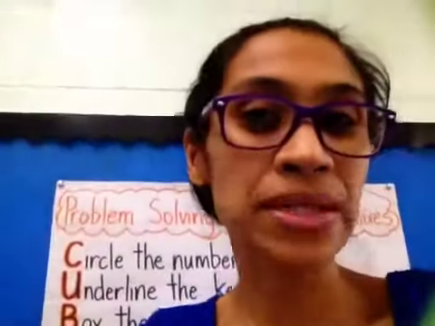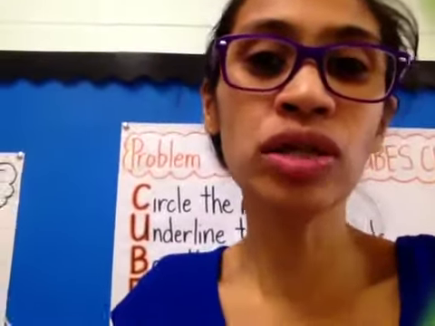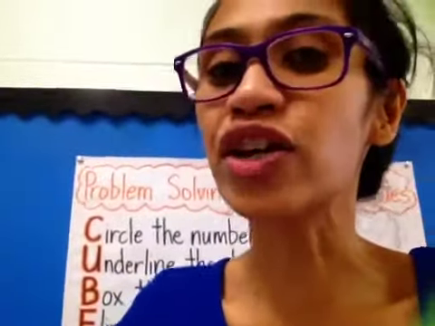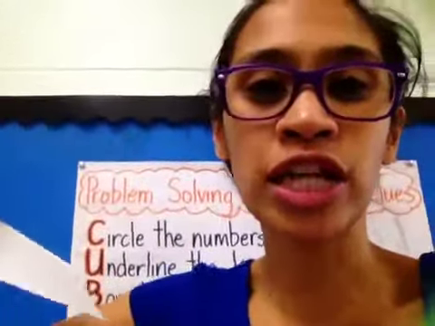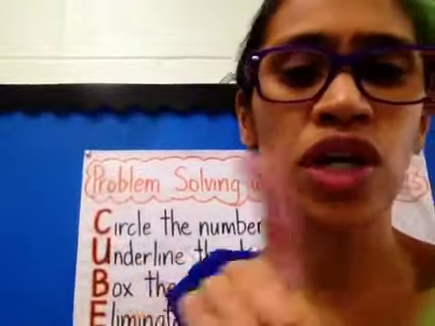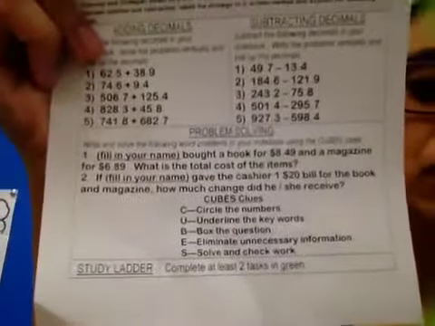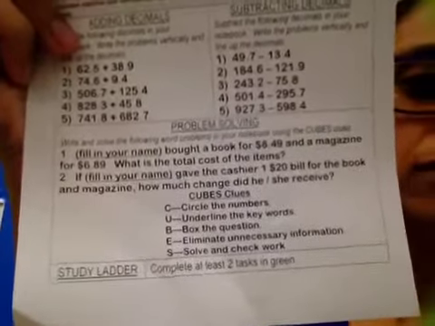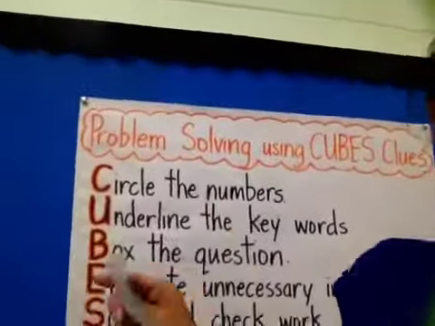And how can you check your work? You can do the opposite operation, or you can use the calculator. And if you use the calculator to check your work, you can write on your paper, I used the calculator to check my work. Okay? All right, so I'm not even going to give you hints for number 2. So go ahead and write number 2 down in your notebook and follow your CUBES clues on the paper right here. Follow that, and then you're done.